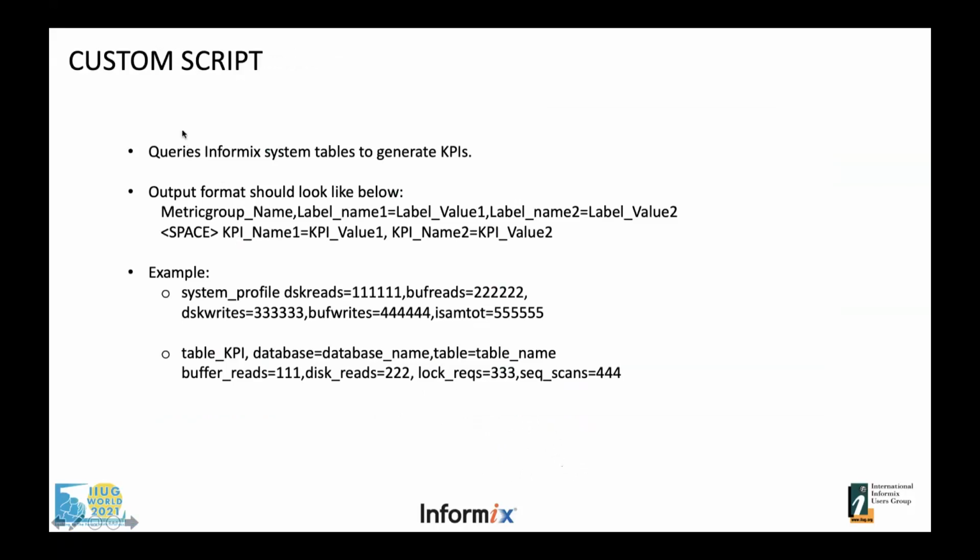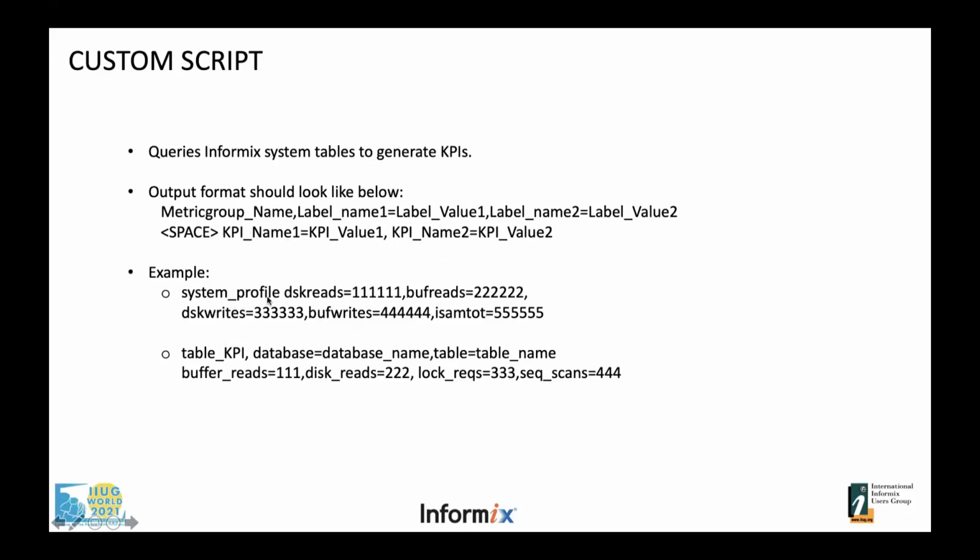The custom script queries the Informix system tables to generate the KPIs. The output format of this custom script should look like a metric group name, comma, and then the label name equal to the value, and then whatever KPIs, and then there should be a space, and then the KPI name equal to the KPI value. For example, here I have shown it.